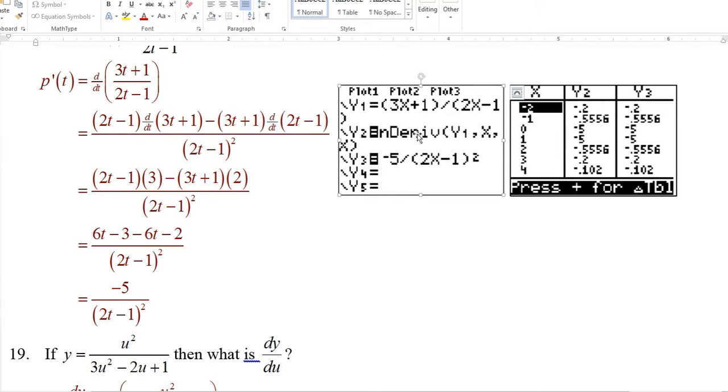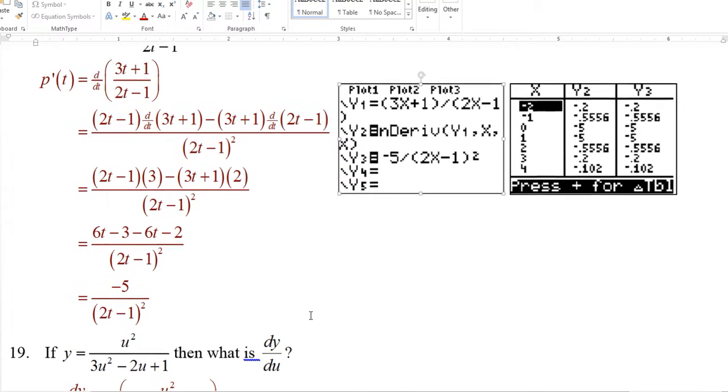The tables for y2 and y3 match. Now when I say they match, y2 is actually a symmetric difference quotient, an approximate derivative. The actual derivative is in y3. If you put your cursor on these values over here, you will see more decimal places, and there may be some difference way out in the decimal places, but they should agree to many decimal places.